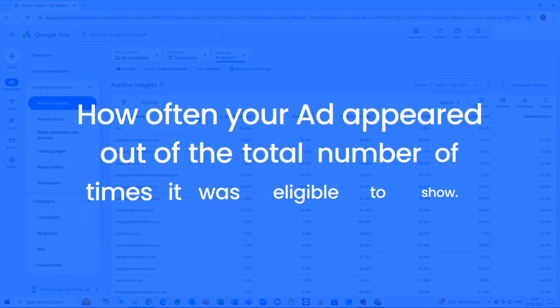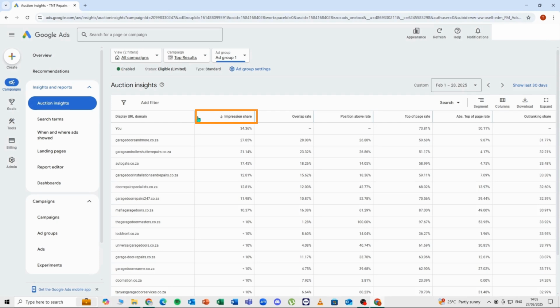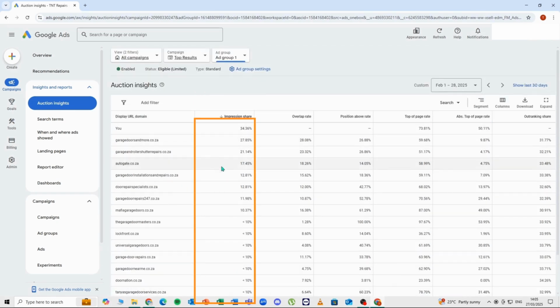Now this is telling you how often your ad appeared out of the total number of times that it was able to show. So the lower your impression share, the more likely it is that you're missing out on potential views. And this is often due to low budget or low bids. So when we look at the competition, currently, compared to all of the competitors listed below, we've got the highest total impression share in this campaign.